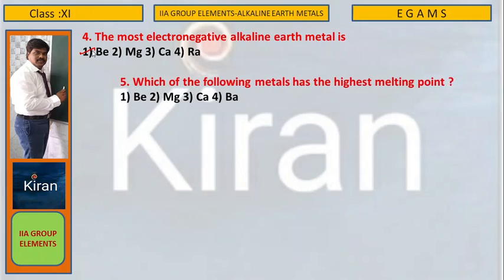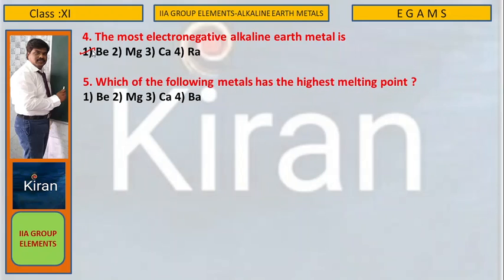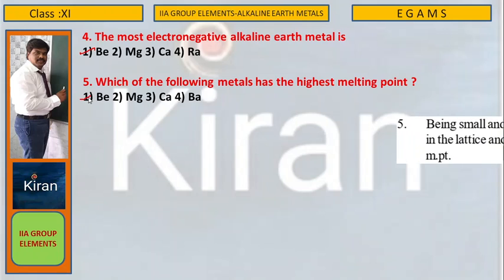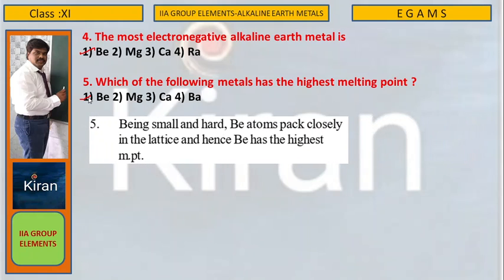Which of the following metals has the highest melting point? Beryllium, magnesium, calcium, strontium, barium and radium. Among these elements, which element has the highest melting point? Yes, the smaller atom has the highest melting point. In this case also, the right option is the first one. Being small and hard, the beryllium atom packs closely in the lattice and hence beryllium has the highest melting point.